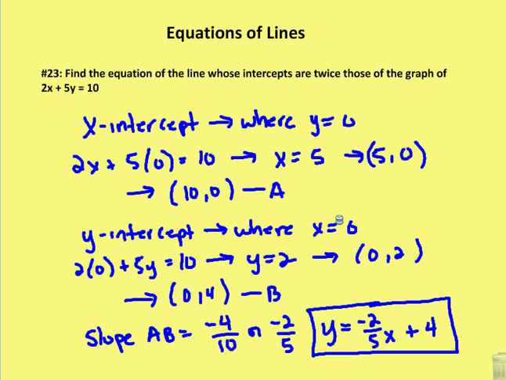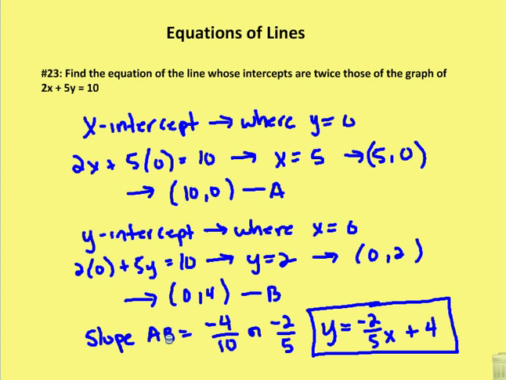Next we want to find the y-intercept, and we find out where x is equal to 0. So we substitute in 0 for x. I get 2 times 0 plus 5y is equal to 10. Y is equal to 2 in this case for this equation. And for the line whose intercepts are twice those of the graph, the y-intercept is 0, 4. So we have 2 points, 10, 0 and 0, 4.